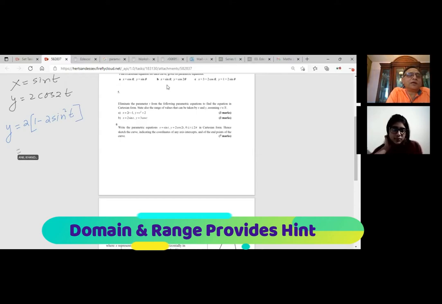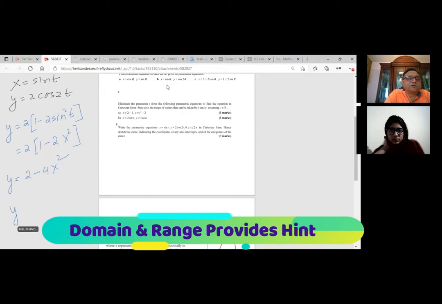And so it is 2 times 1 minus 2 sine squared t, and sine squared t is given to you as x squared, correct? So we have y equal to, you can open the bracket if you want to, 2 times 1 minus 2x squared, which is 2 minus 4x squared, correct? So you have your parabola.